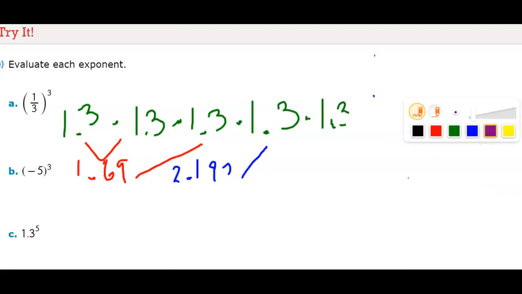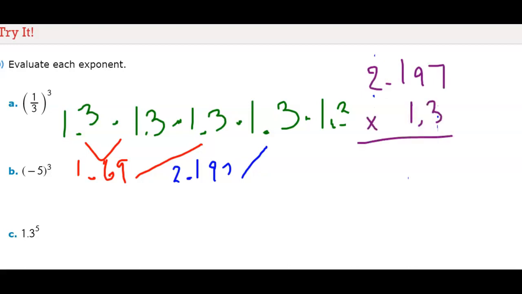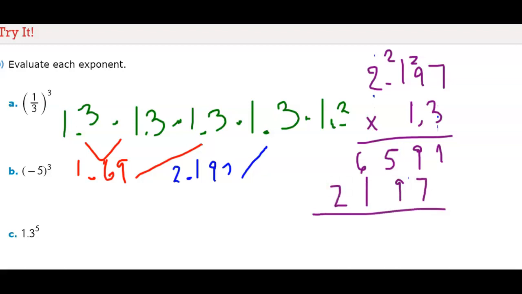All right. Now 1/3 times, let's write 2 and 197 times 1/3. Okay, so we have 7 times 3 is 21. 9 times 3 is 27, plus 2 is 29. 3 times 1 is 3, plus 2 is 5. 3 times 2 is 6. 1 times 7 is 7. 1 times 9 is 9. 1 times 1 is 1. 1 times 2 is 2.